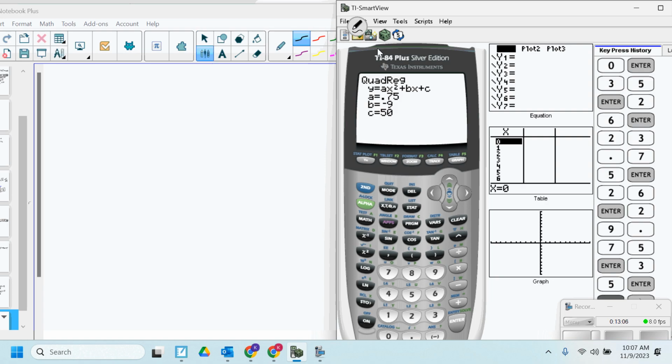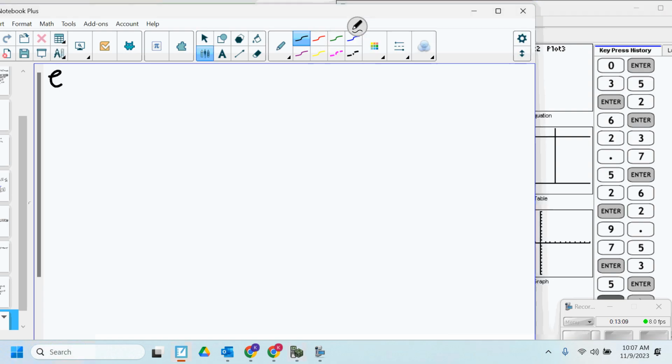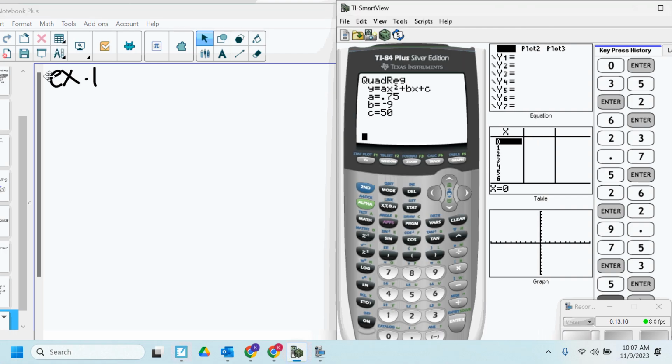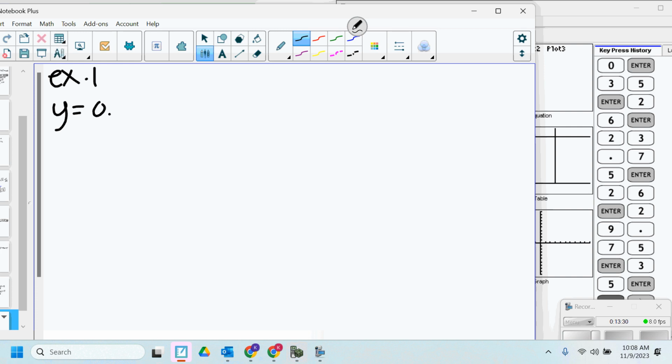Standard form, you're right. So if I'm thinking about writing this equation here, I have my A value, my B value, and my C value. So all we have to do to write our equation is just replace A, B, and C with what we're given. So we know our equation would be y equals 0.75x squared, was it minus 9? Perfect. And then plus 50.